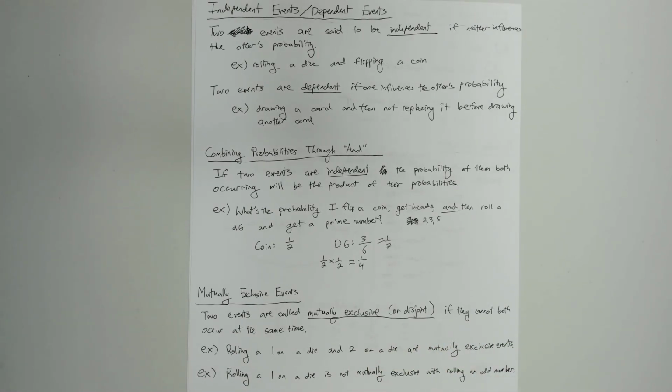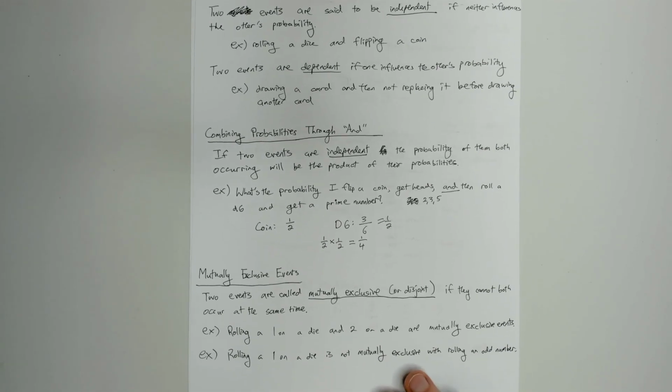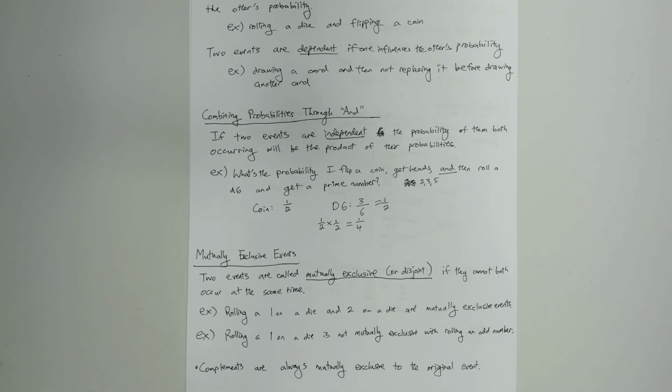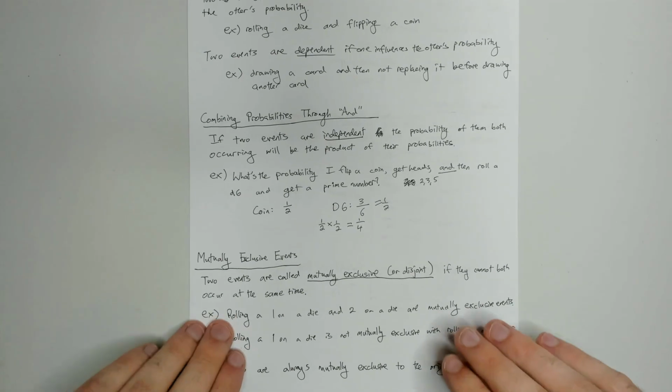Now, in the last video, we talked about complements, right? The complement was basically the opposite event. Since it's the opposite event, it can't also occur with the event it's a complement to. For example, heads is the complement of tails. So complements are always mutually exclusive to the original event. All right, so now that we have the idea of mutually exclusive events, just like with AND we needed the condition of independent events, we're also going to need this condition of mutually exclusive events for our OR probabilities.